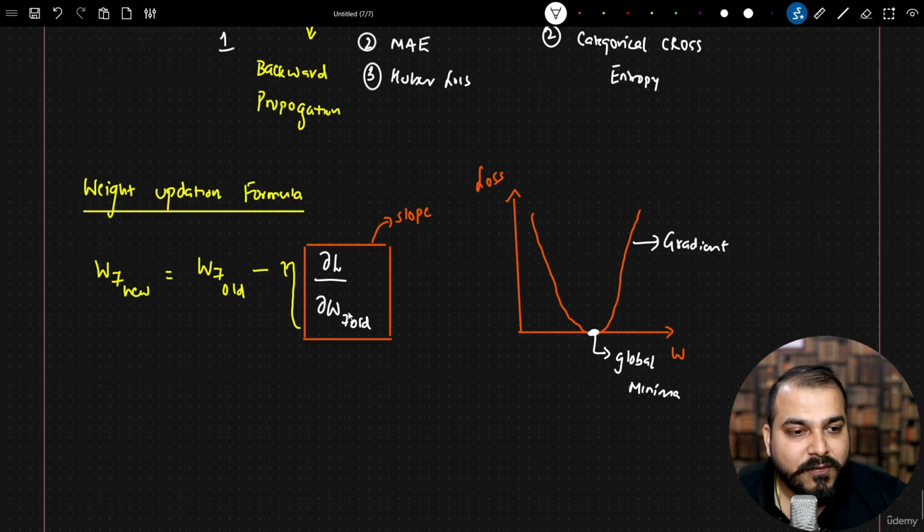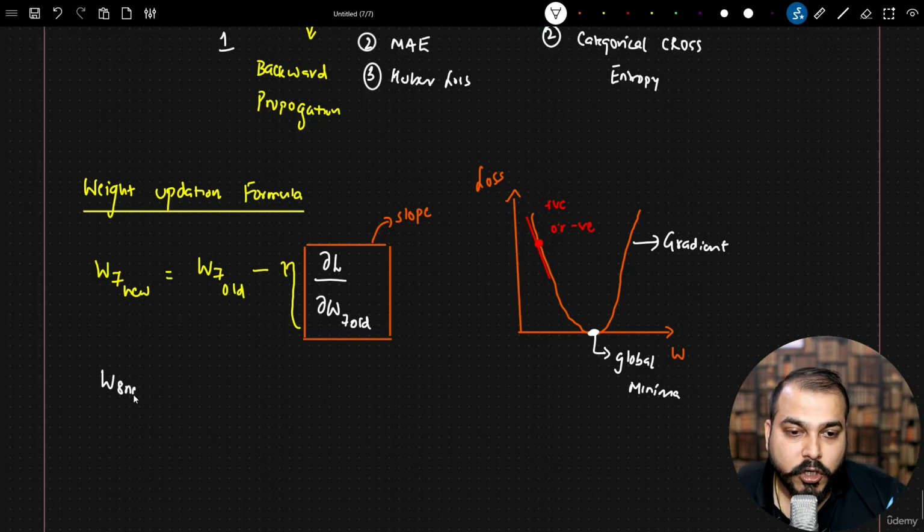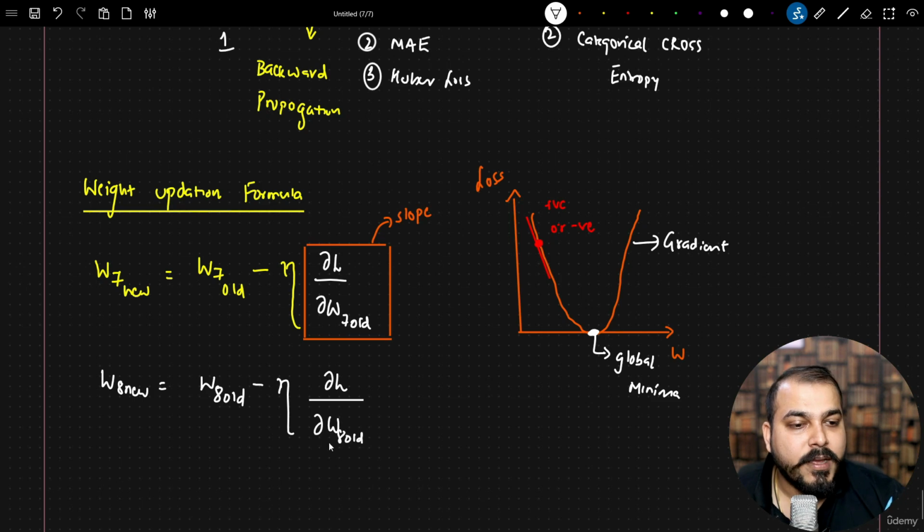So derivative of loss with respect to W7, let's say it is at this specific point. When I take the derivative of loss, in short, I'm just trying to find the slope, and whether it is a positive slope or a negative slope. By this, we update this specific weight. This is the formula for W7 new. For W8 new, it will be W8 old minus this value times the derivative of loss with respect to W8 old.